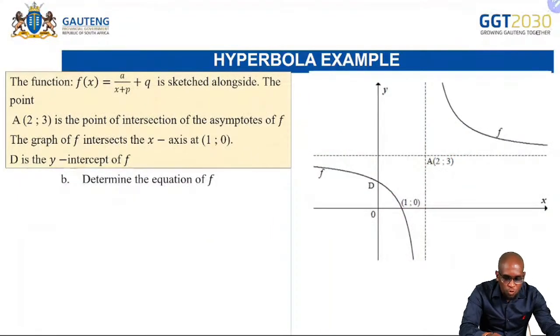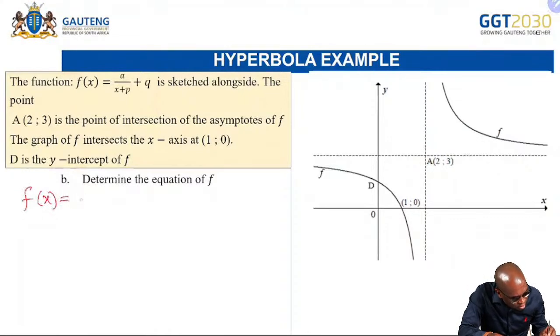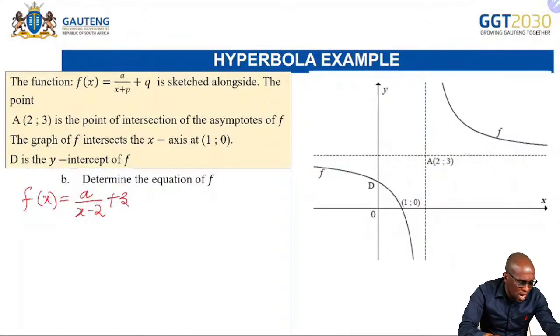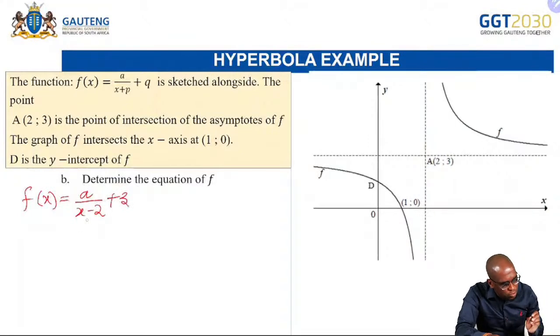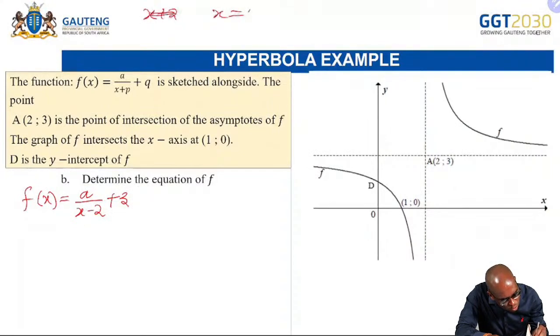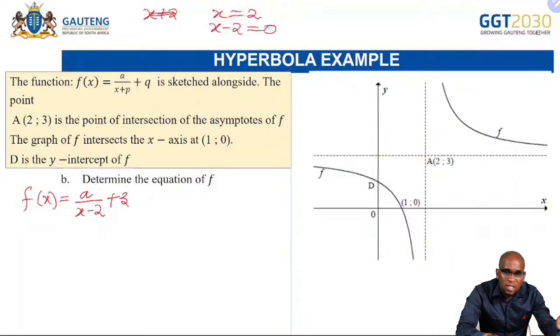Right, moving on, we want to now determine the equation of this function. Remember, in the previous question we worked out the asymptotes, so we can just put the asymptotes here. We get that this is a over x minus 2 plus 3. One might ask, why am I putting x minus 2 there? Remember, x equal to 2 was the asymptote. So if I want to put this back into the function, then I would have that x minus 2 is equal to 0. That's what I have there in the equation.